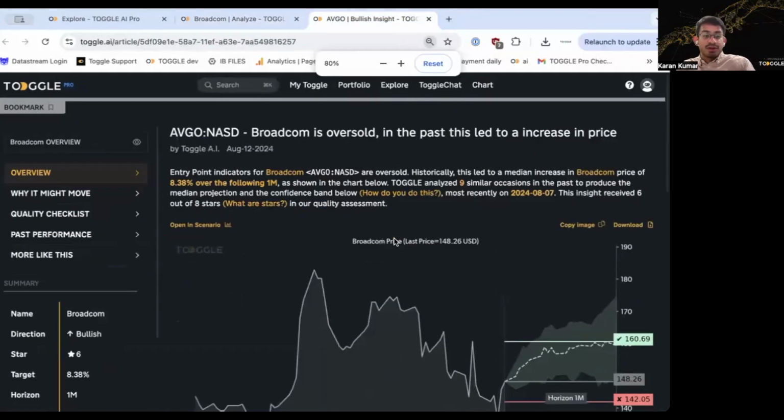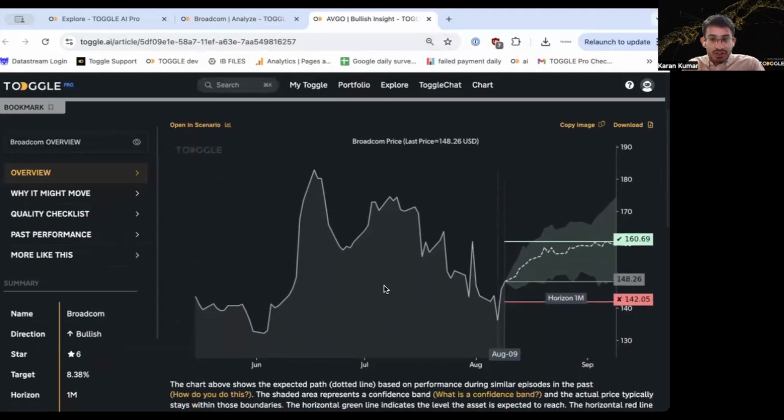So the insight is split into 4 sections. You've got an overview that shows you all the higher level information you need to know. What was the insight driven by? How has the asset historically reacted to this? A little bit about that robustness testing. And then you've also got a price chart over here.